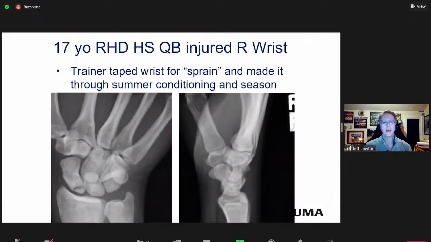However, I would contend that it still does have a role, and this is sort of a great case for it in my mind. So this is a 17-year-old high school football player. Trainer taped his wrist for a quote-unquote sprain, made it through summer conditioning and the season, and presented just before the last game of the season with these x-rays.